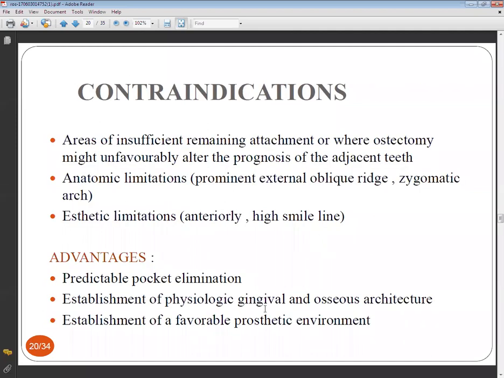So what are the advantages of resective osseous surgery? You are removing the complete pocket and establishing a proper osseous contour, which in turn helps in proper physiological gingival contouring and a favorable prosthetic environment.